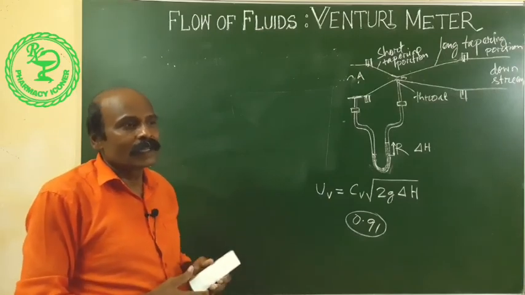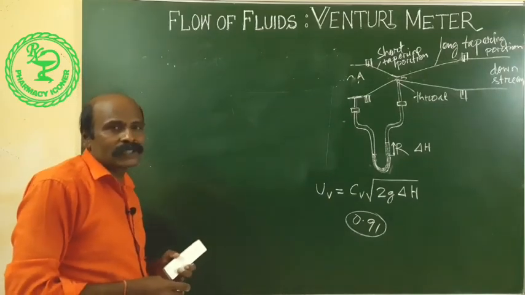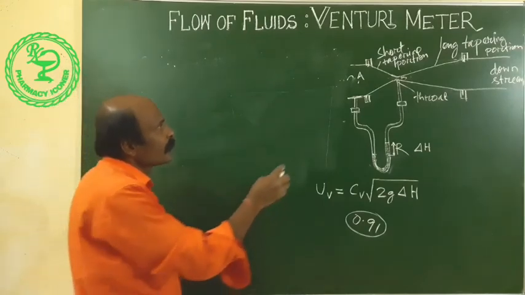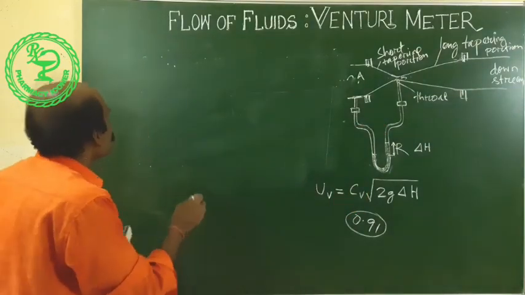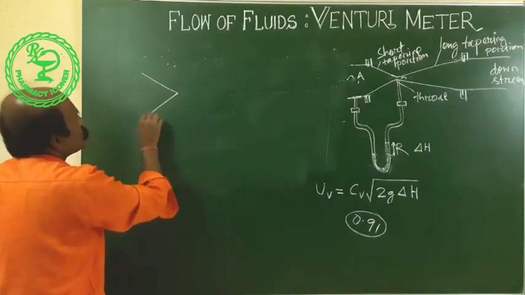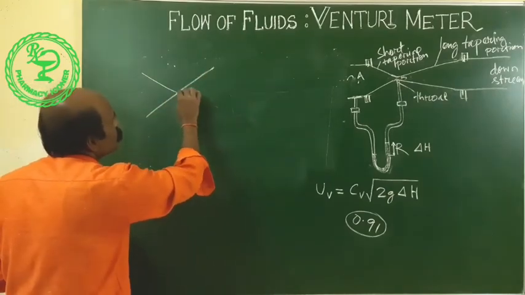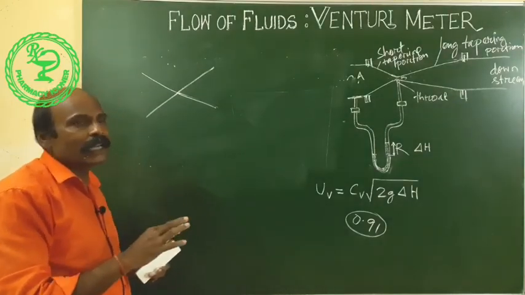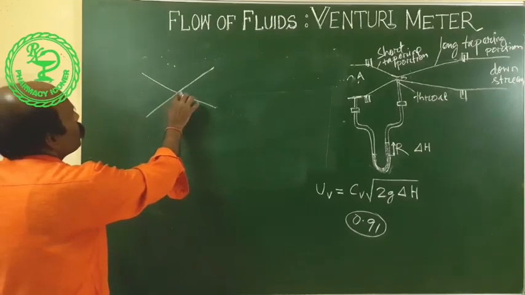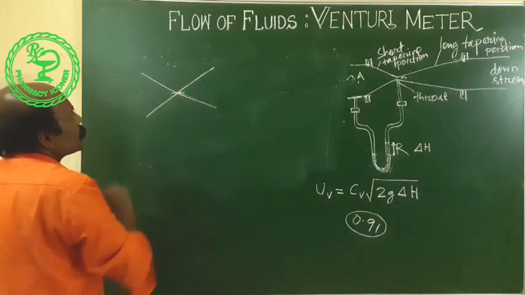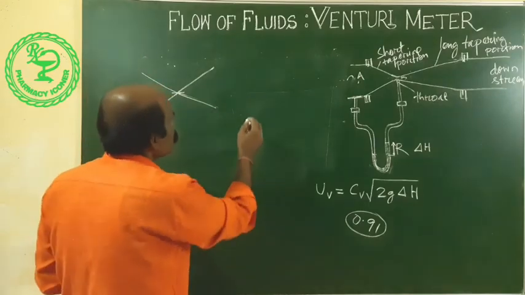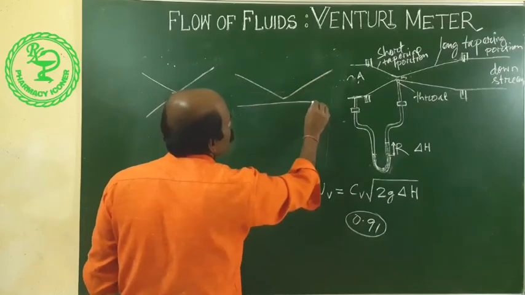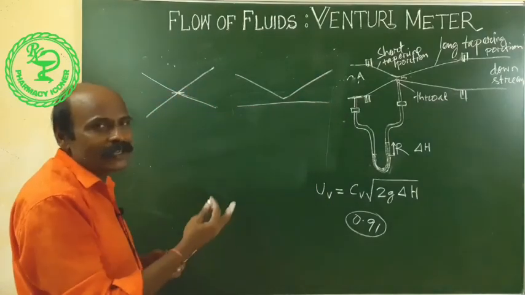Now we will discuss some mistakes students make in the examination when drawing the venturi meter. Some students draw like that. It is not a joke, I have seen it in practice. There is no place for fluid flow in this way. Some students draw like that, a very easy way. It is also wrong.